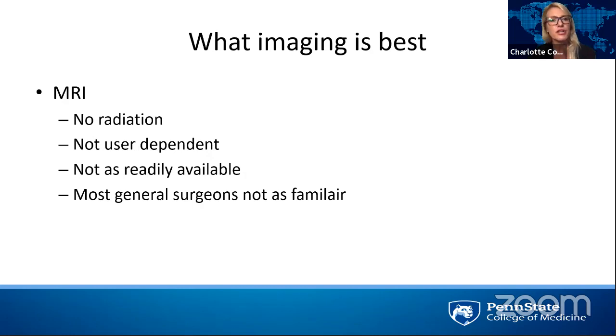In terms of MRIs for hernias, it's really not the best use of an MRI. They don't require any radiation and they're not user dependent, but they're not readily available. And one of the really nice things about seeing patients in clinic is walking them through their CT scan so they can understand their defect and how you're about to repair it. That's really easily done with a CT scan. It's a little bit difficult to do that with an MRI due to the phases that are involved in that scan.